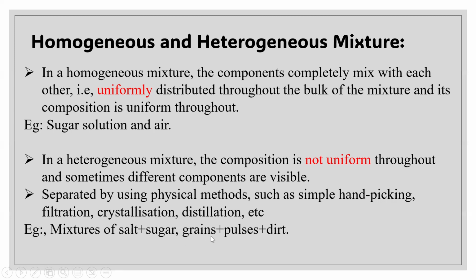And the other example is grains, pulses, and dirt. Okay, we can easily see what grain is mixed with what pulses and where the dirt is. Everything is easily visible. So this is called a homogeneous and heterogeneous mixture.